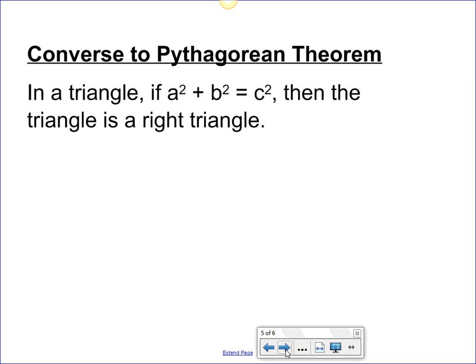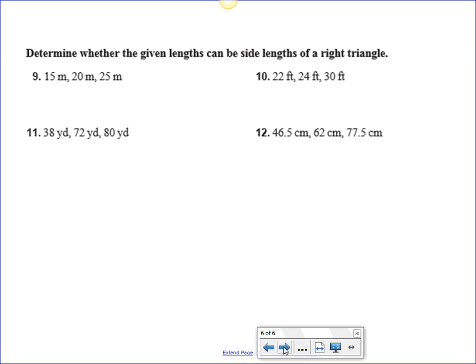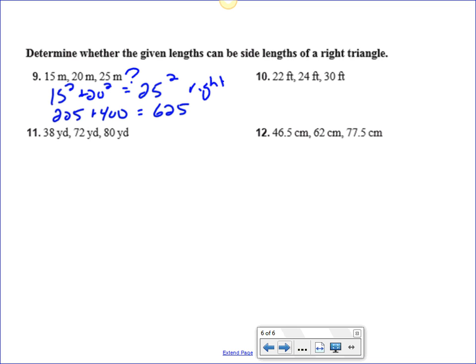Okay, now the converse of it. The converse states if in a triangle A squared plus B squared is equal to C squared, then it is a right triangle. So what we're trying to do now is determine if it's a right triangle. So A and B have to be the shorter two sides. So we want to know, is 15 squared plus 20 squared equal to 25 squared? Okay, so 15 squared is 225. 20 squared is 400. 25 squared is 625. So is this a true statement? And the answer is yes, so we'd say that this is a right triangle.